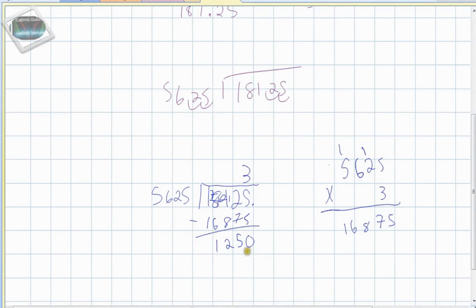So some people here would be tempted to write a remainder of 1250. But we can't do that because they want the answer to 3 significant figures. We can't just leave it there. We have to get a decimal answer.